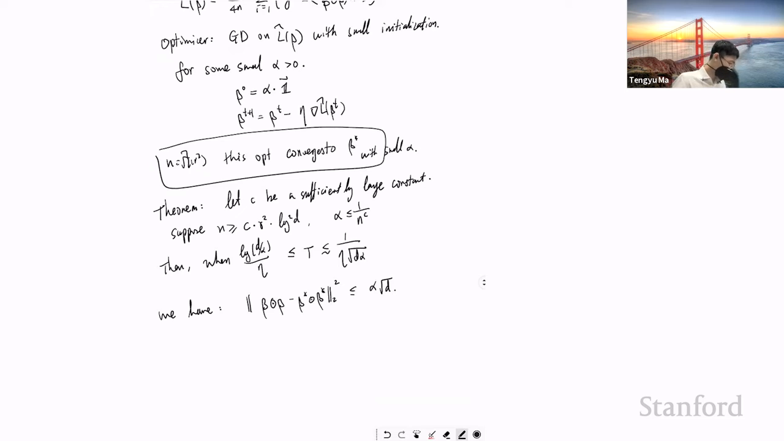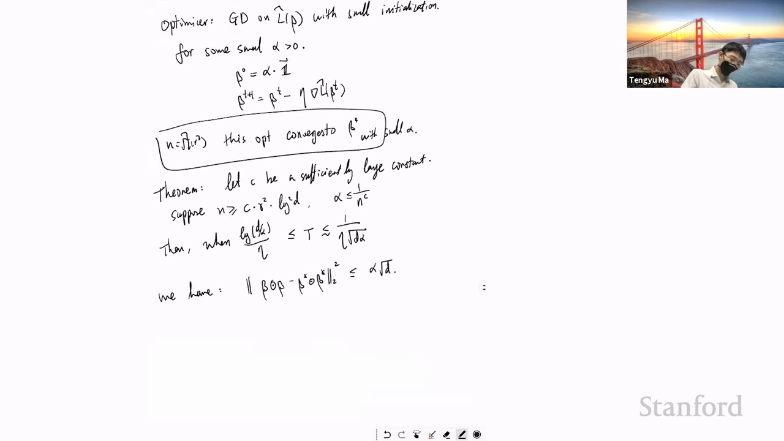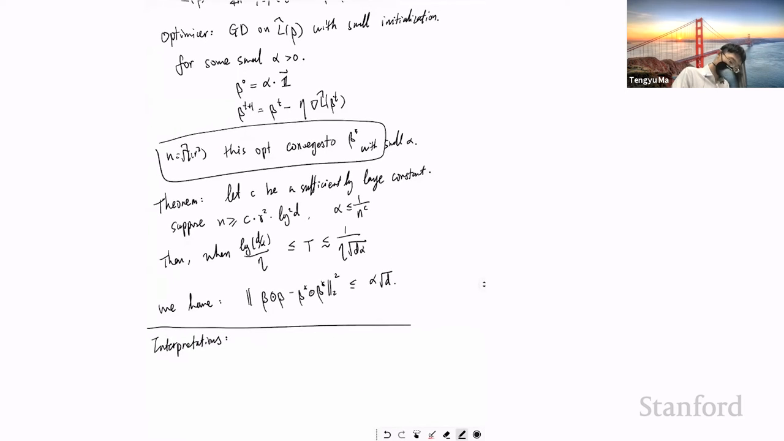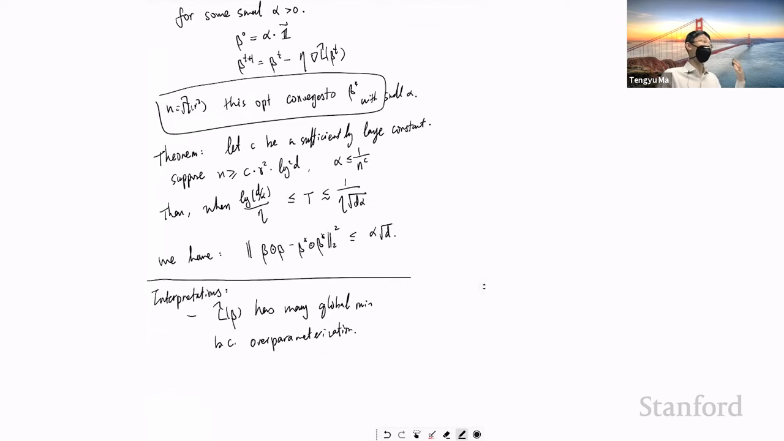Okay, so how do we interpret this? I guess there are a few remarks for interpretation. The first thing is something I should have mentioned earlier: L hat of beta has many global minima. This is because of overparameterization. If you count the degrees of freedom, you have n data points and d parameters, so you have more degrees of freedom than constraints. So you have many global minima, and that's one of the reasons why you have implicit bias. If you only have one global minimum, there's no way you can have implicit bias.